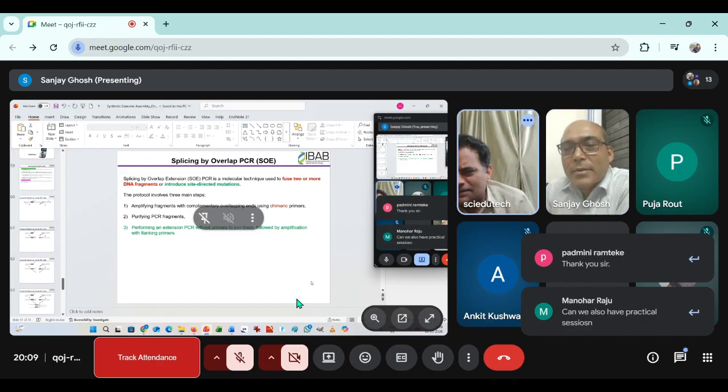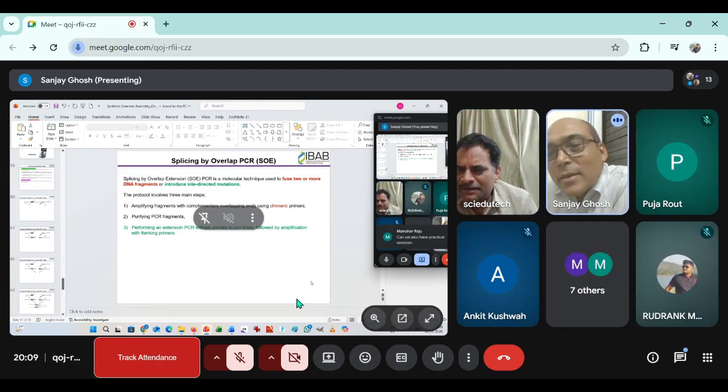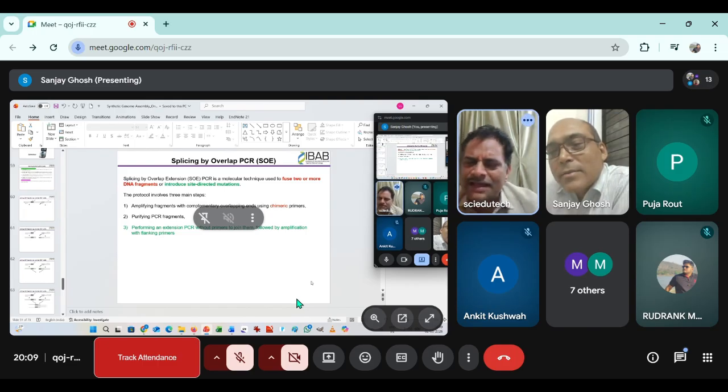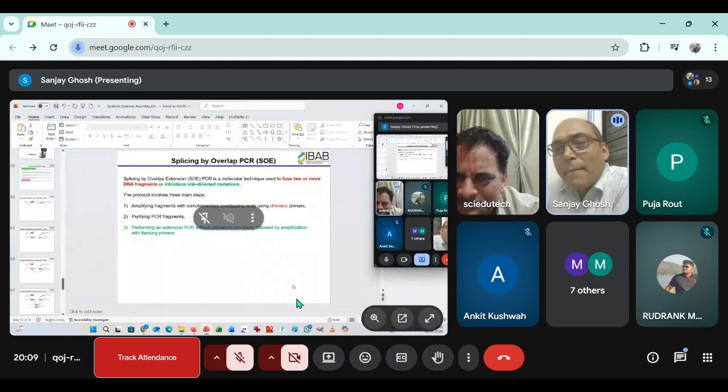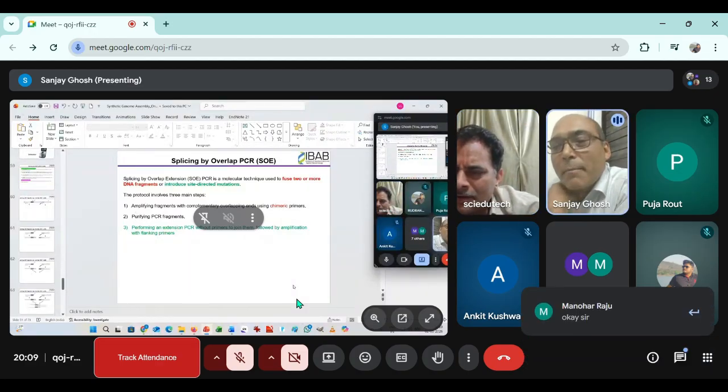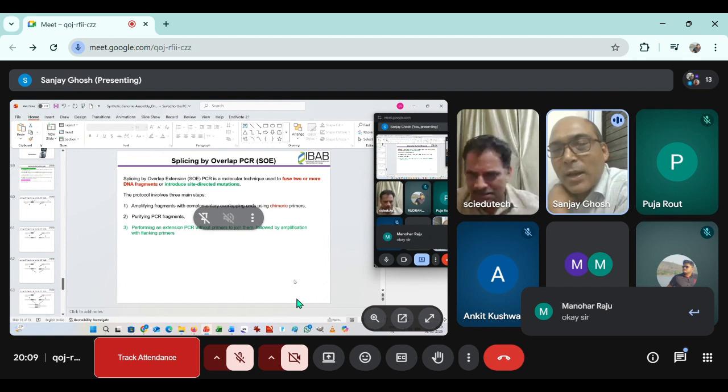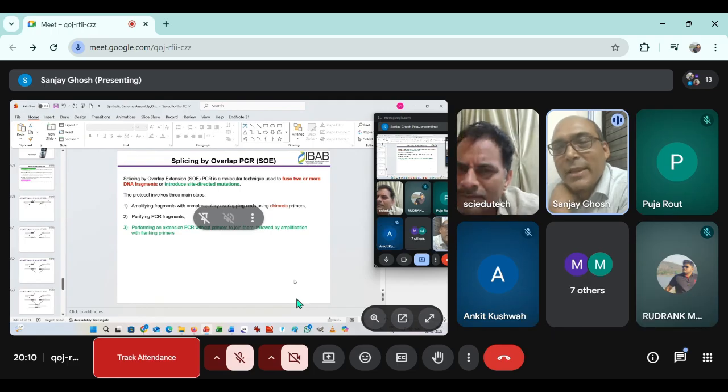Practical session means what? He is asking, Manohar ji, what does practical session mean? Practical session will not be hands-on. Practical session means he will help you in designing primers. So the link that I will send today, please have a look at it: that is practically step by step how to design a forward and reverse primer, and the same method can also be used to make a chimeric primer. And when we talk about Gibson assembly, I will describe next time how to make these chimeric primers.